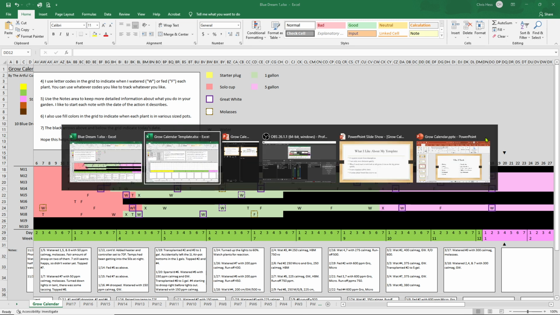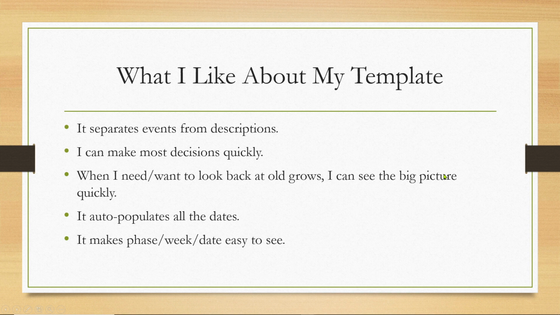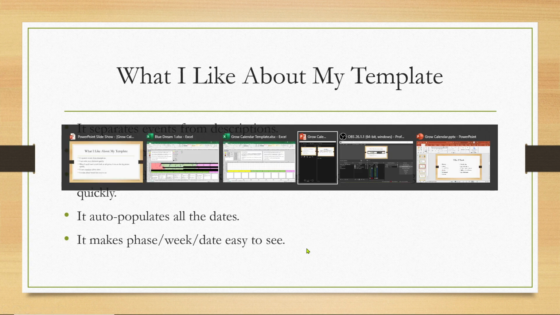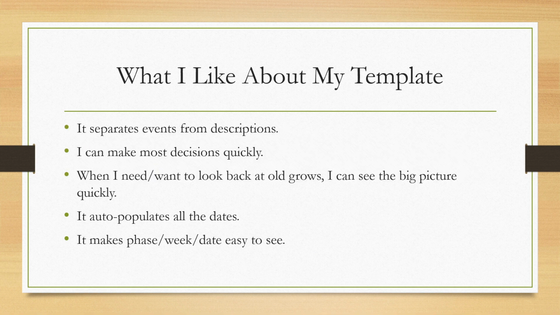That's basically it. What I like about it, it separates the events from descriptions. I can make decisions quickly. If I want to go and look back at old grows, like grows that are done, I can go back quickly and see what pot sizes and how long I vegged and all that kind of stuff. Like I said, it auto populates all the dates and it makes the phase week and the date of the grow easy to see. And that, my friends, is basically it.